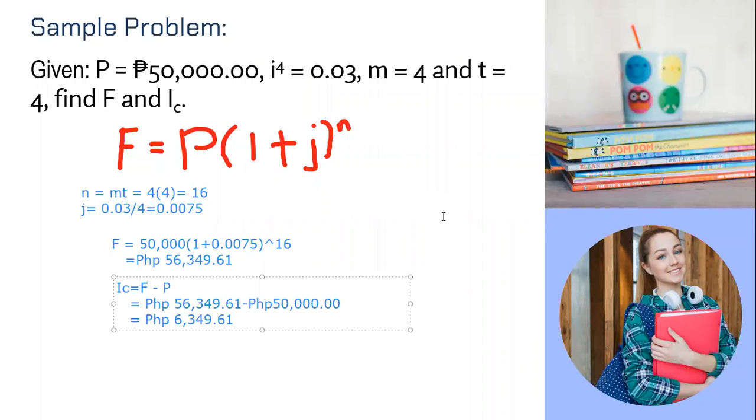Kapag hindi given si J, si N, kailangan pa i-compute. Okay, may mga cases naman na given na si J at saka si N. So no need to compute if that will be the case. Question for this problem? Clear, mga anak? Yes, clear yun.